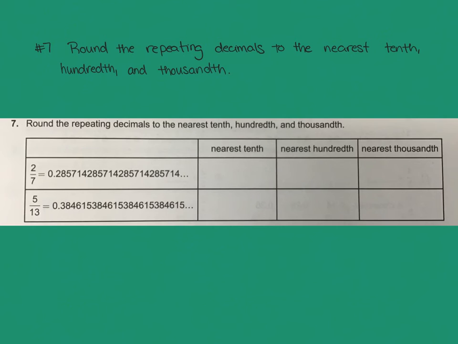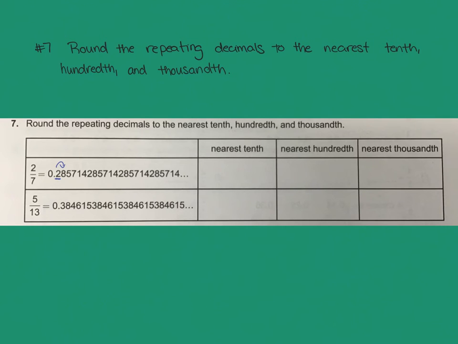Question 7 asks you to round the repeating decimals to the nearest 10th, 100th, and 1000th. So for our first question, as we are rounding to the nearest 10th, we're going to look at the 10th place, so this would be the 2, and the next digit tells us whether we're rounding up or down.